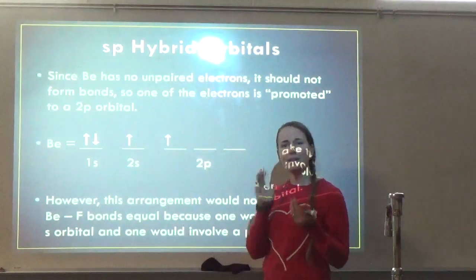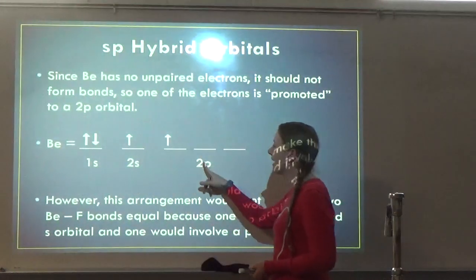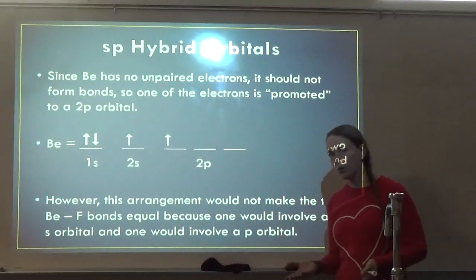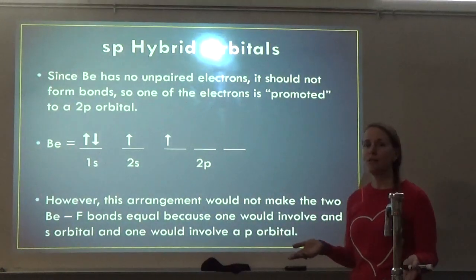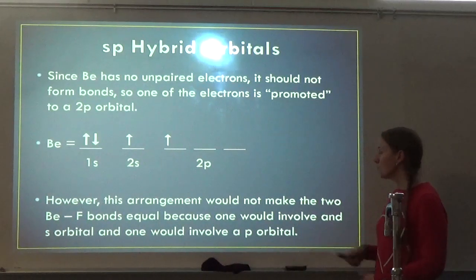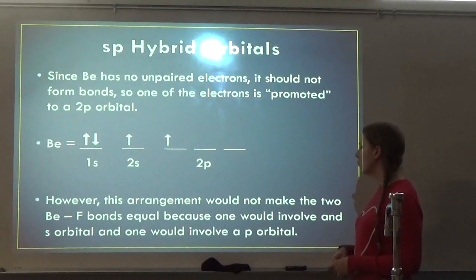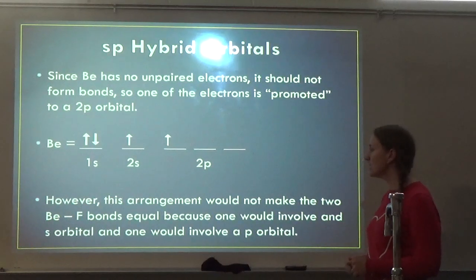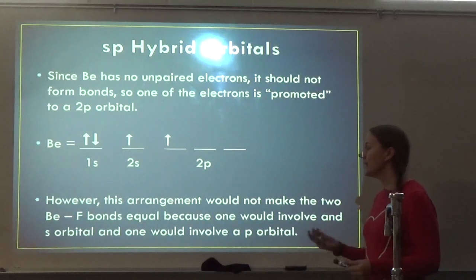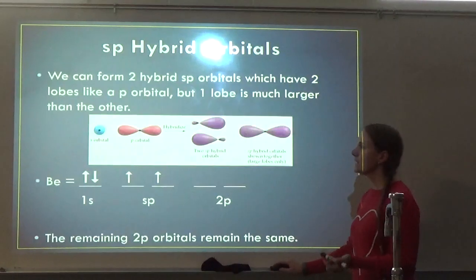But the problem with this is a 2s orbital is not the same as a 2p orbital. So if that was what happened, then the two bonds should not be the same. The arrangement would not make the two BeF bonds equal, because one would involve an s orbital and one would involve a p orbital. So that's where we get the hybridization from.